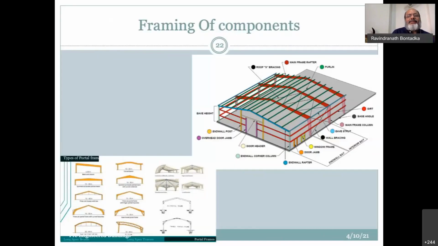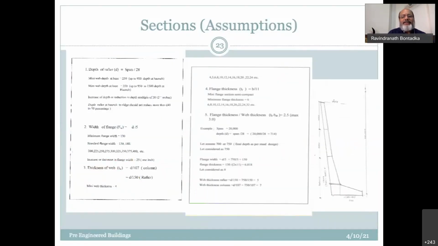Next is the framing components. I've covered that. So this is one of the examples which we had done. We're just taking it out. It was probably given by one of the designers.